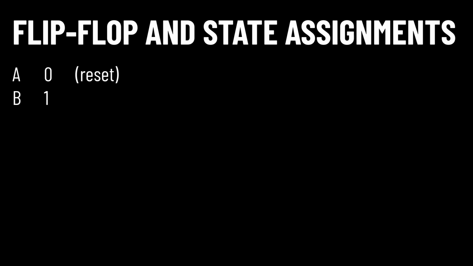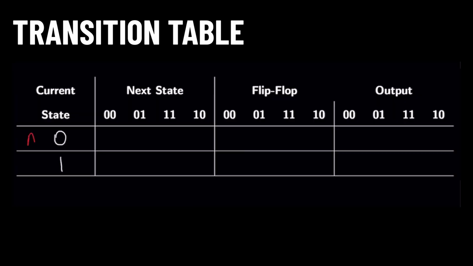Because we selected A as the reset state, that state assignment will be 0. B will have an assignment of 1. Now we can derive the transition table. The current state column will now contain the values 0 and 1, which are the 2 possible values that the output of the flip-flop can be.